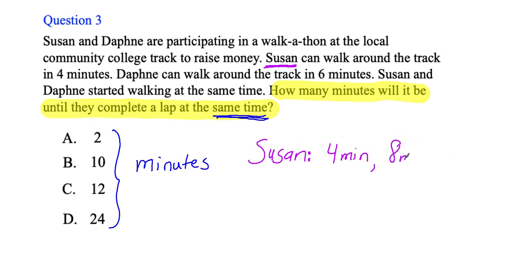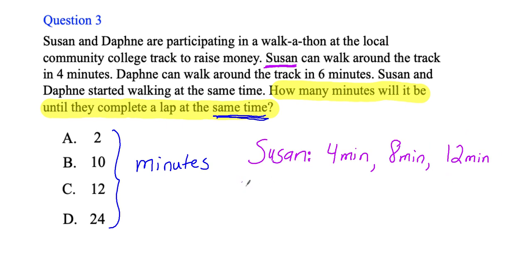8 minutes. And then what's 8 plus 4? 12 minutes. I could keep going. What I'm doing is adding 4 each time. So in 4 minutes, she completed 1 lap. In 8 minutes, she completed 2 laps. In 12 minutes, she's walked around the track 3 times.